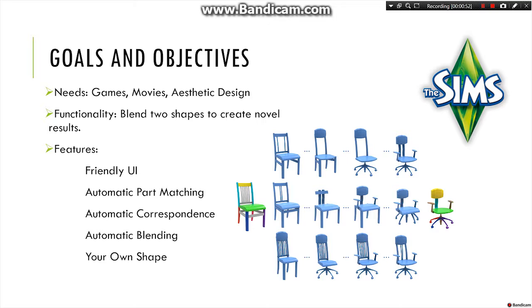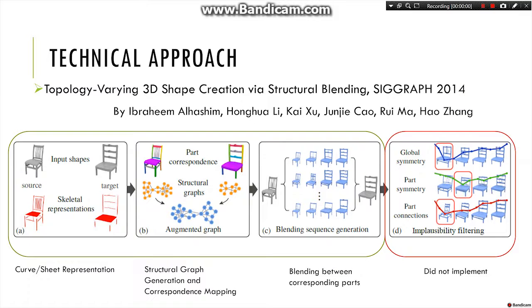Then, I bet you might have already known that the functionality of our system is to blend two shapes to create novel results. The features are, we have a really friendly UI. Also, for the part matching, correspondence, and blending part, our plugin can fulfill them automatically without any human assistance. Additionally, you can import your own shape into the plugin. Our work is based on the 2014 SIGGRAPH paper, Topology-Varying 3D Shape Creation via Structural Blending.